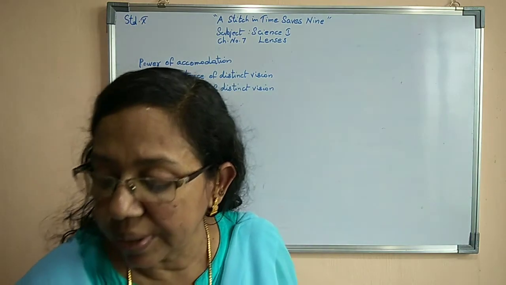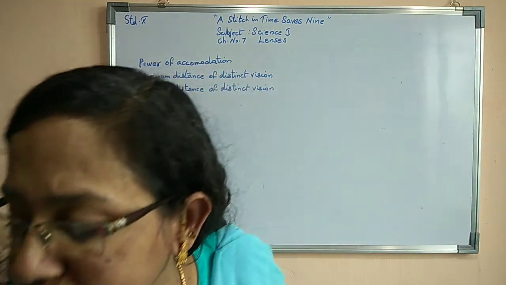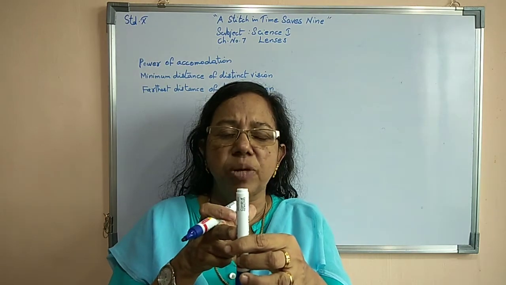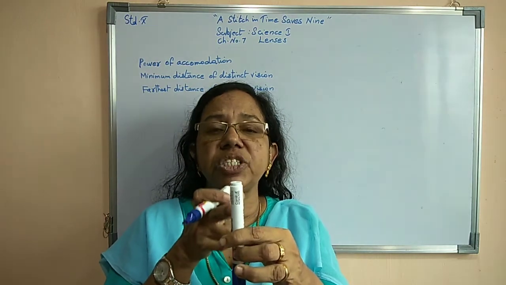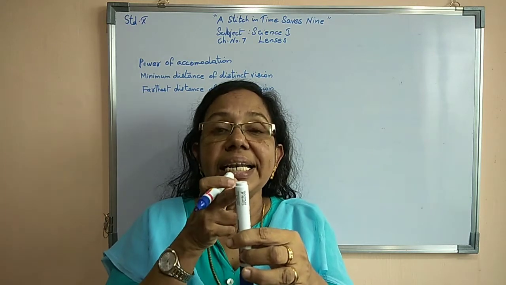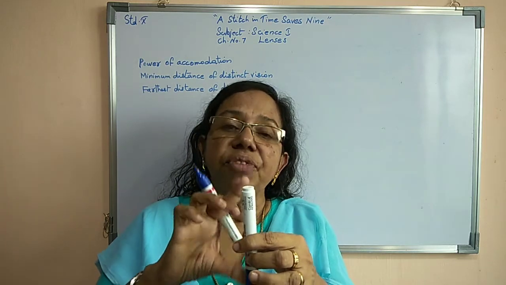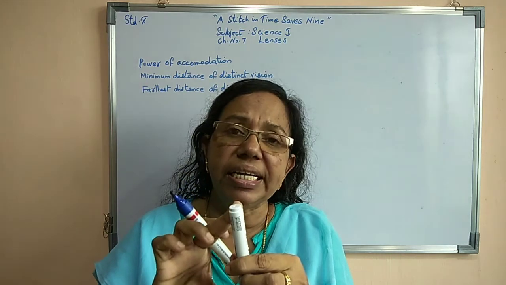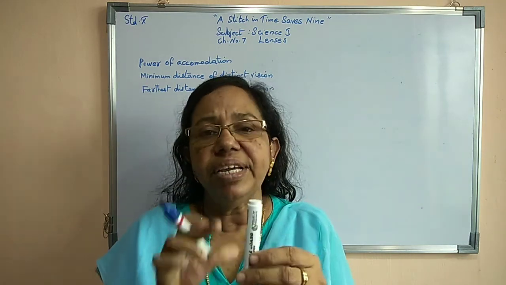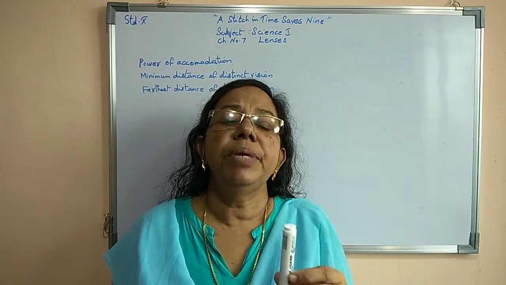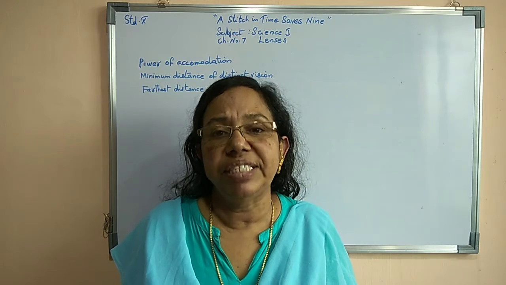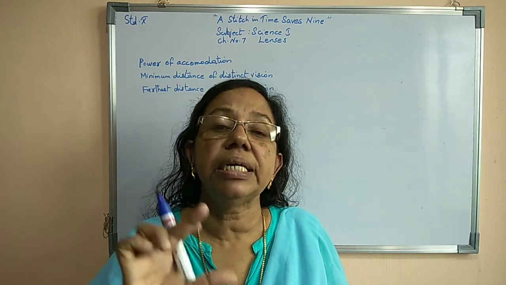Now I am saying, for seeing the object very clearly, the minimum distance from the eye to the object should be at least 25 centimeter. At that distance, we can see the object very clearly without taking any strain or stress. Then we can say that this is known as the minimum distance of distinct vision. Distinct vision means a clear vision.